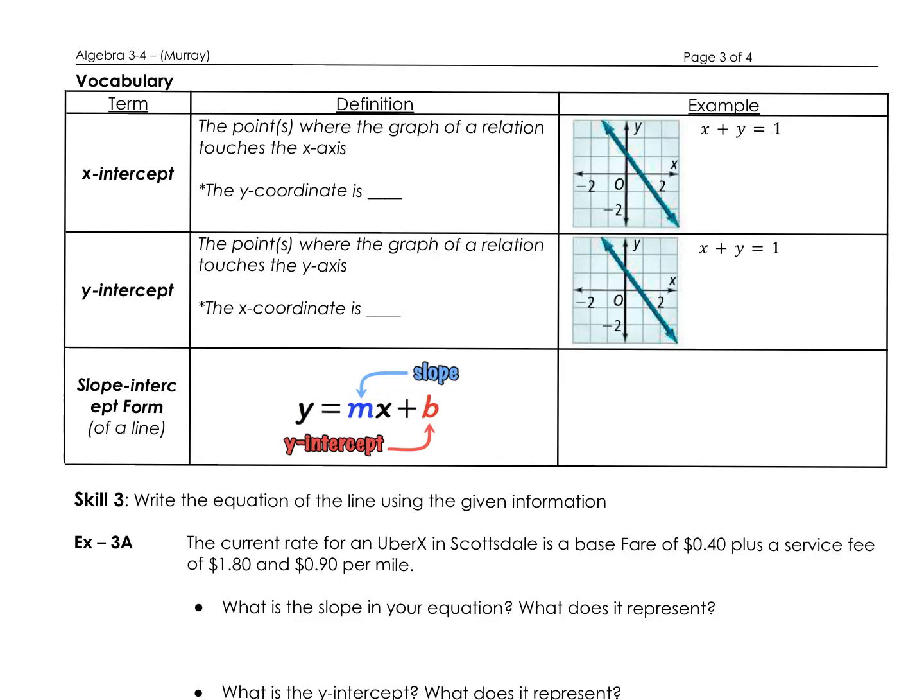So today is day 2 of the 2-3 notes on linear equations and slope-intercept form. And for day 2, we're going to focus on finding X and Y intercepts and what is slope-intercept form. We're going to start to write the equations of lines, and we're going to graph some lines.